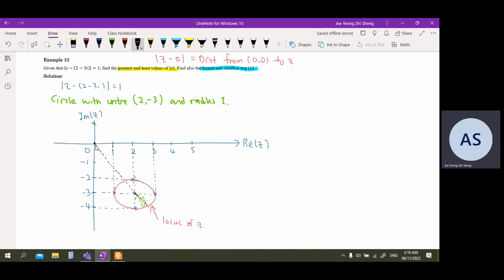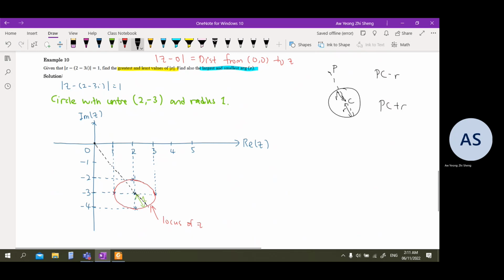Earlier we have learned that if the external point is P, and the center is C, then the shortest distance will be PC minus R. Longest distance is PC plus R. Where I have an R here and another R here. PC minus R gives the shortest distance. PC plus R gives the longest distance. Right. So the shortest distance from 0, 0 to Z, that will give me the minimum value of modulus Z.